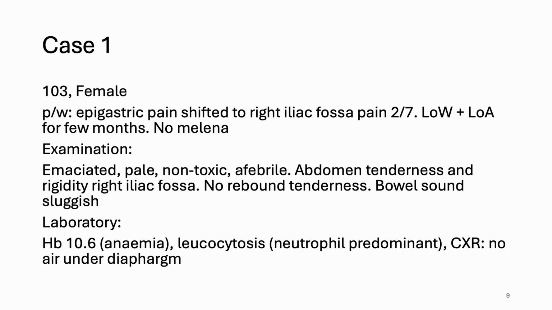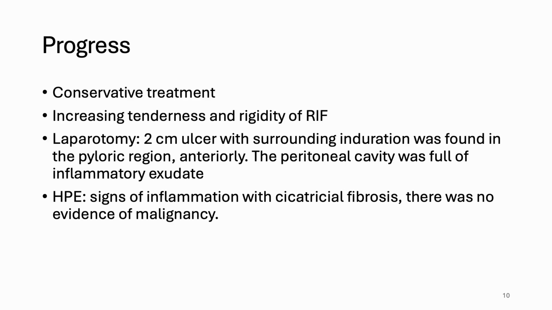There's no melena. On examination, the patient was emaciated, pale, non-toxic, and afebrile. She has abdominal tenderness and rigidity in the right iliac fossa. There's no rebound tenderness. Bowel sound was sluggish. The lab shows she has anemia and leukocytosis, which is neutrophil predominant. The X-ray showed no air under the diaphragm.